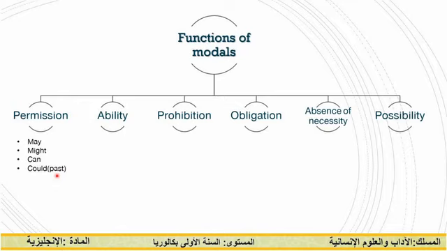prohibition. Oh no, I'm sorry. We'll go to the ability first. The ability to do something. For example, I am able to read. Okay, I am able to read. Let's just check the modals for ability. We have two modals. We have can and we have could.